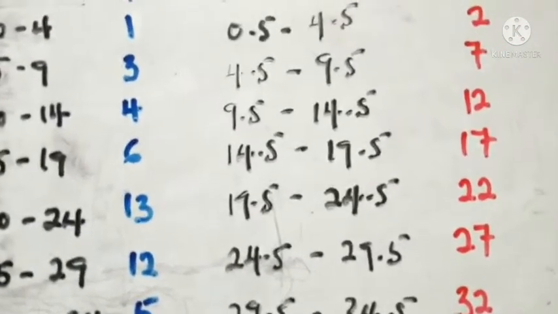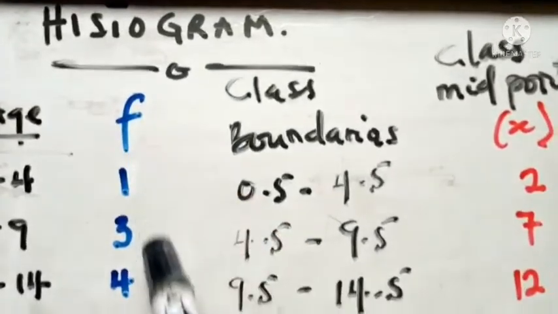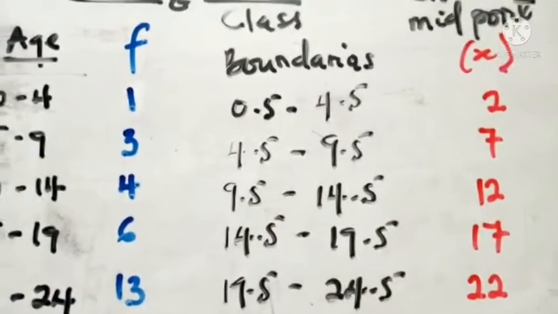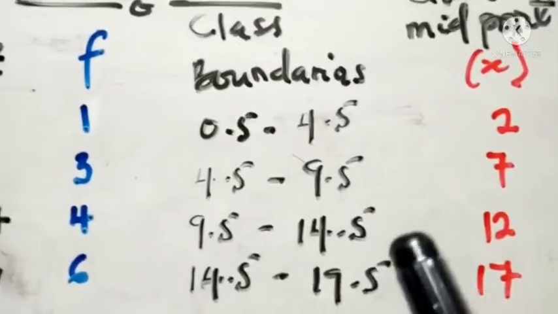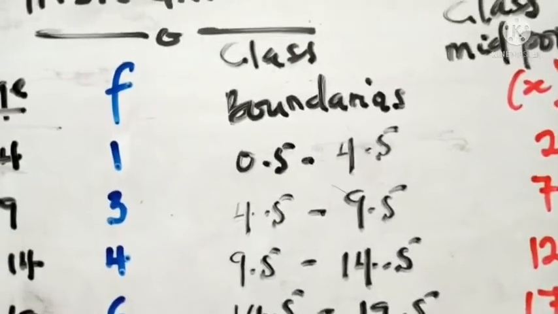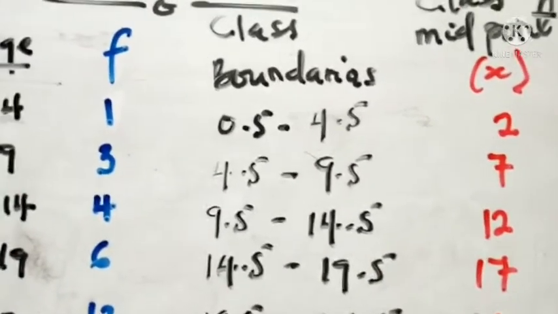Now you need only 2 tools to draw a histogram for this type of distribution. One is the frequencies, exactly what we are having here, and the second one is the class boundaries. So this is the class boundary. And then how do you find the class boundary?